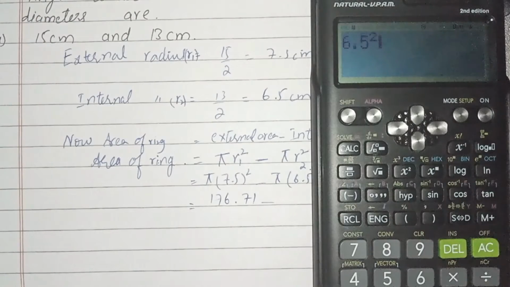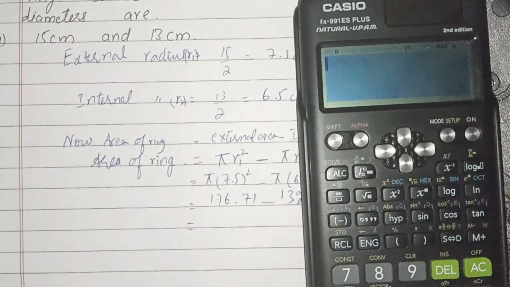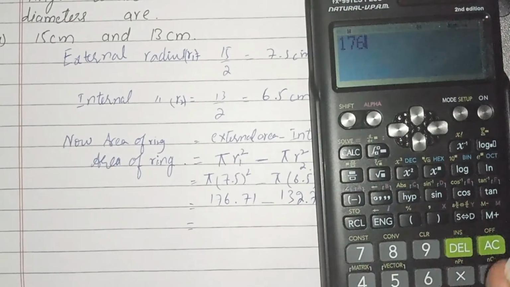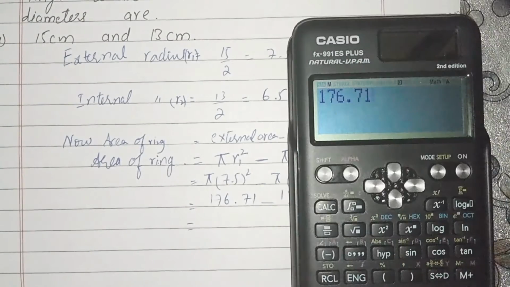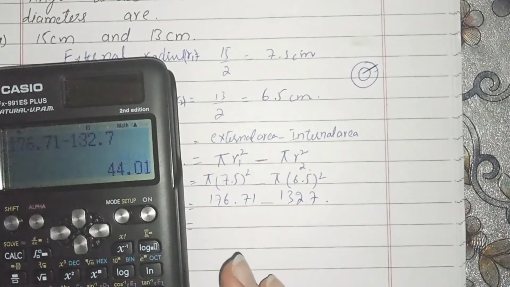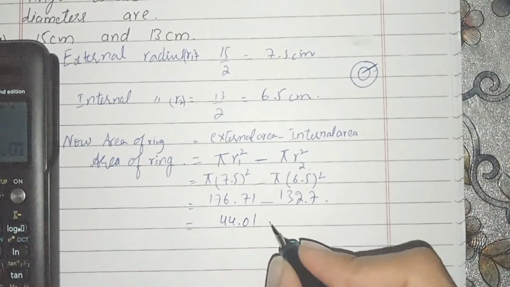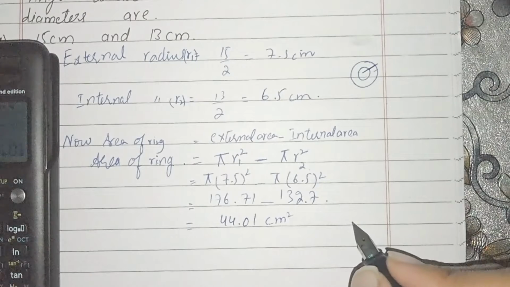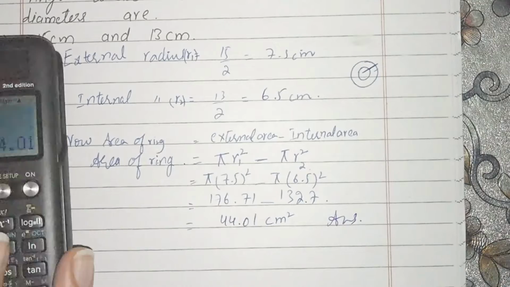6.5 squared multiplied by pi, and we get 132.7. By subtracting, 176.71 minus 132.7, and we get 44.01 in centimeter squared. Now students, this is the answer of part number 1.